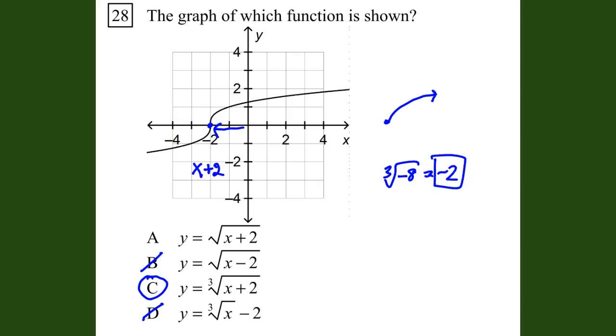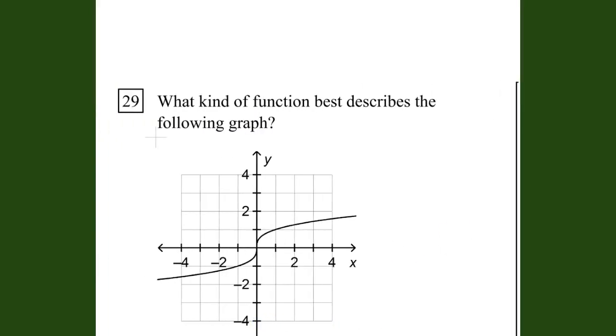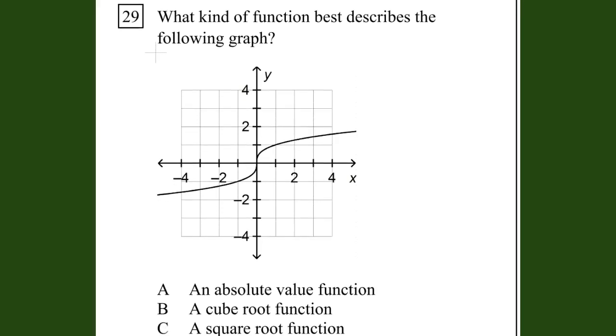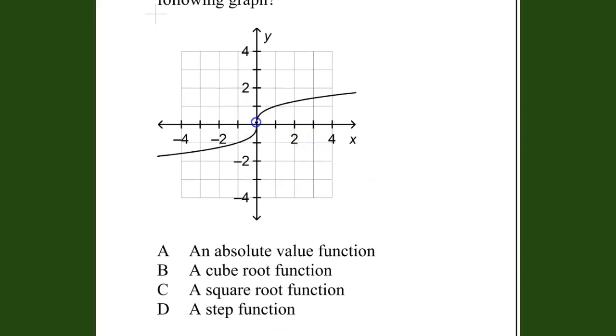All right, let's look at number 29. Going down to the next page. Okay, very similar graph, so we already kind of explained that. That's going to be a cube root because we have a negative part of this. Square root would look just like this, it does not have this other half on the bottom. Step function just looks like that, and absolute value function is that V-shaped graph. So it's none of those. It's cube root.